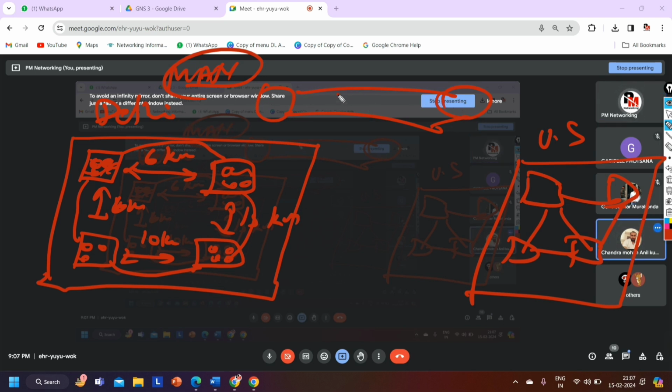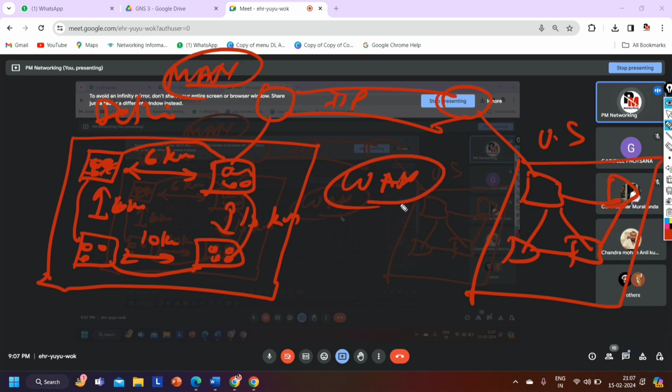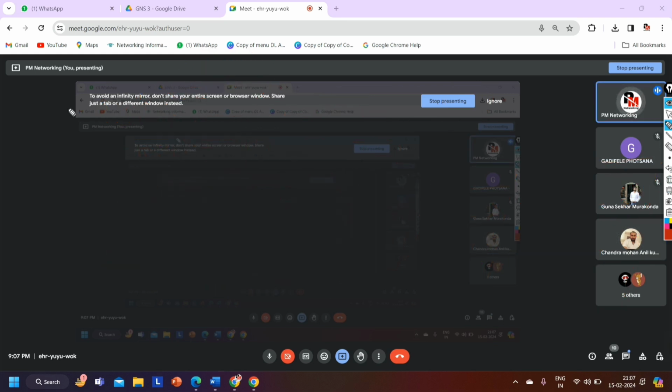They have laid their cable between India and the US. And now if you pay some amount to this ISP, he will provide you the connection. So through this connection, you can connect your Delhi, meaning India branch, and US branch together. Now these two branches can communicate with each other. So this type of network is what? WAN, wide area network.